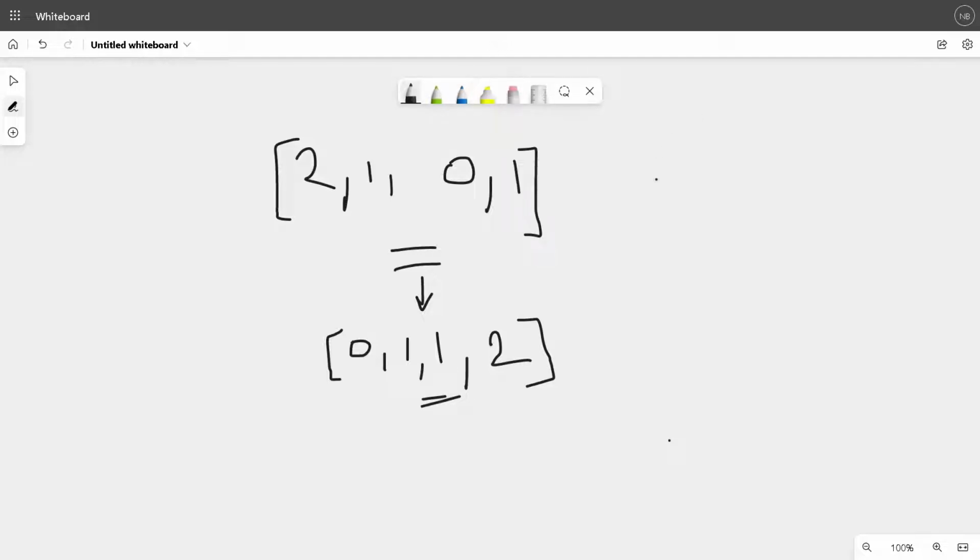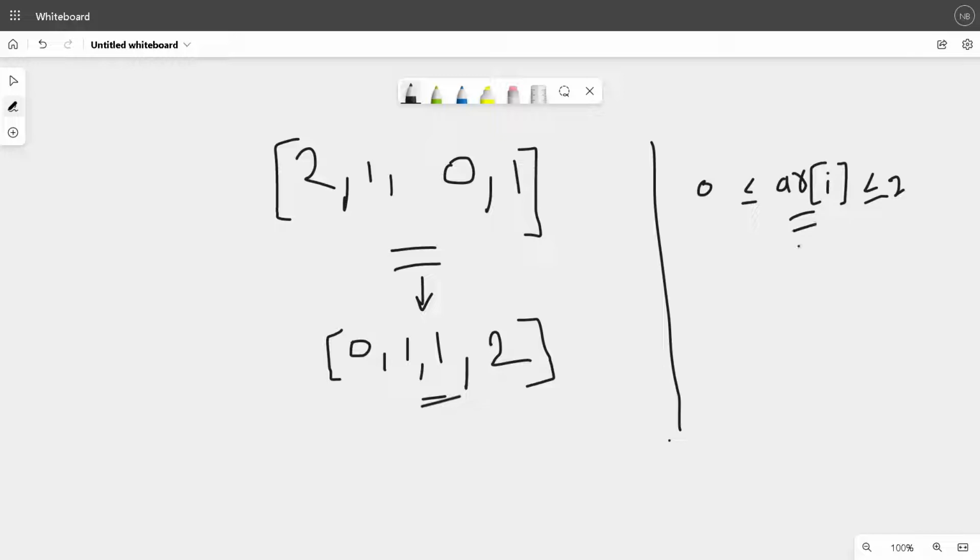and it has been clearly mentioned that the array only contains zeros, ones and twos. Okay, the constraint I am writing here: the array element should be from 0 to 2 only.